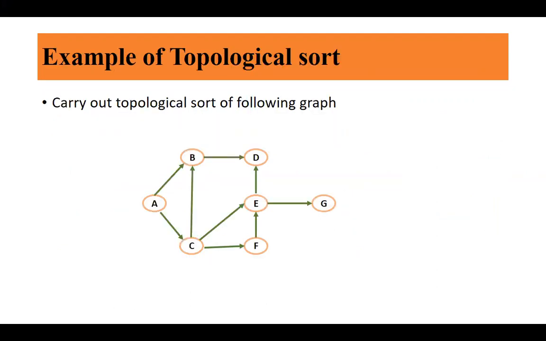So let us take an example to make the concept more clear. Now look at this graph. The graph is a DAG, that is, it is directed and there is no cycle in the graph. You can just check, there is no cycle in the graph. It is an acyclic graph, right?